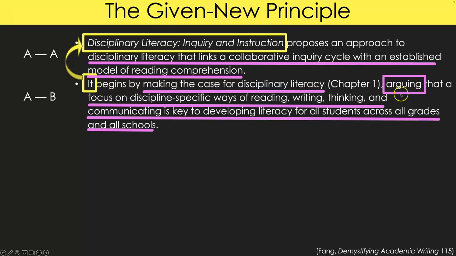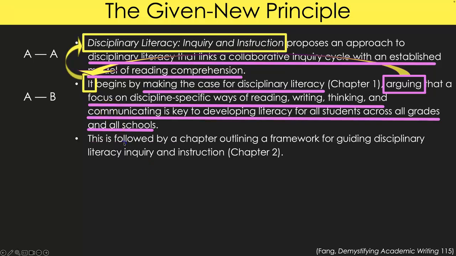And so whenever you have a verb that does this, arguing, saying, something like that, we need to make sure that it connects back to the subject of that sentence. It begins by making, it argues that. Does that make sense? Yes, it does. If these are two different things, you need to change it. So now we can go into the next sentence.